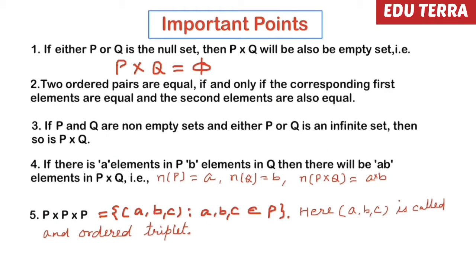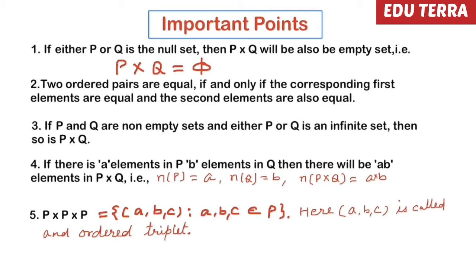Number 1: if either P or Q is the null set, then P cross Q will also be the empty set, that is P cross Q equals phi. Number 2: two ordered pairs are equal if and only if the corresponding first elements are equal and the second elements are also equal. Third: if P and Q are non-empty sets and either P or Q is an infinite set, then so is P cross Q.